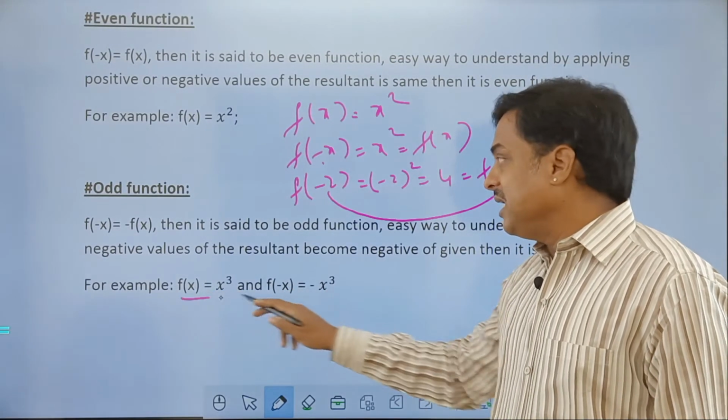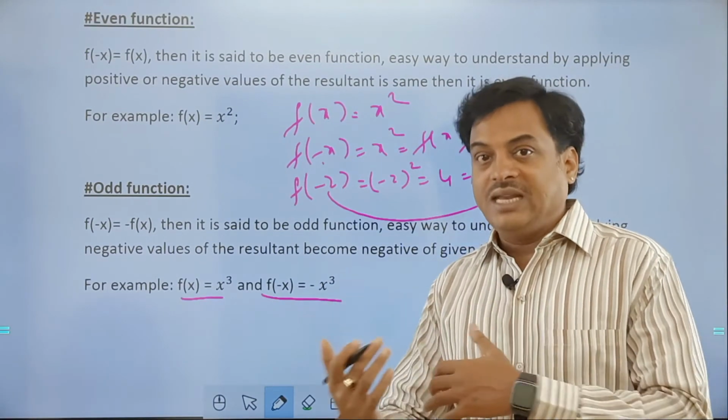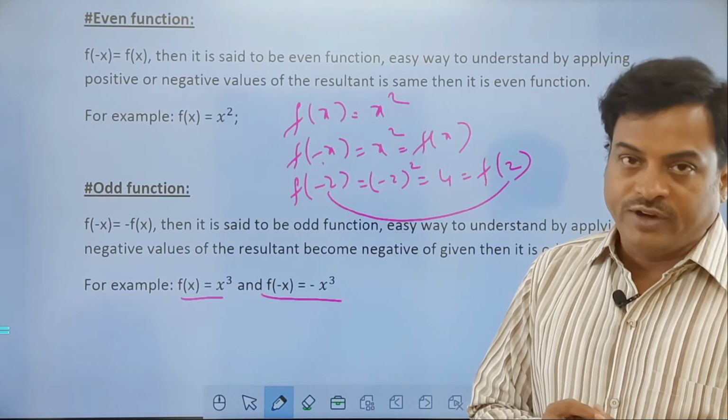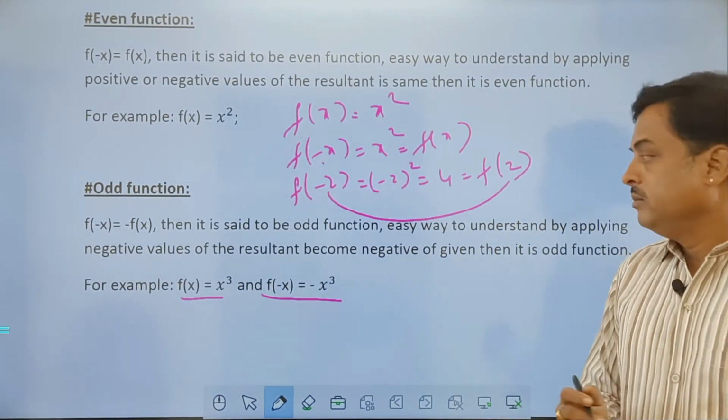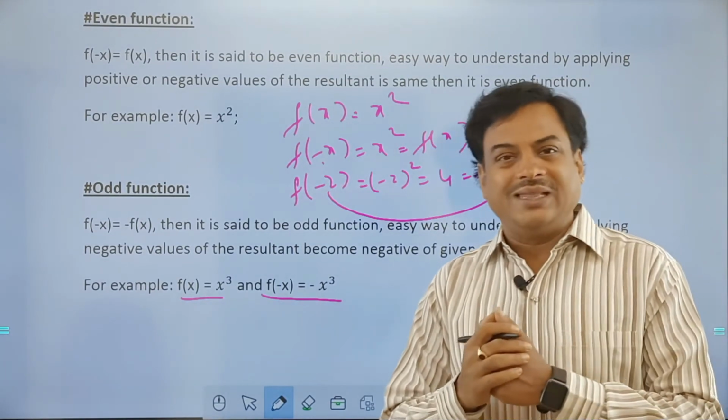In that case, it is said to be an odd function. So what is an odd function? If the sign changes, basically if the sign changes, then it is said to be an odd function. Okay. So these are the types of functions which we need to always remember.